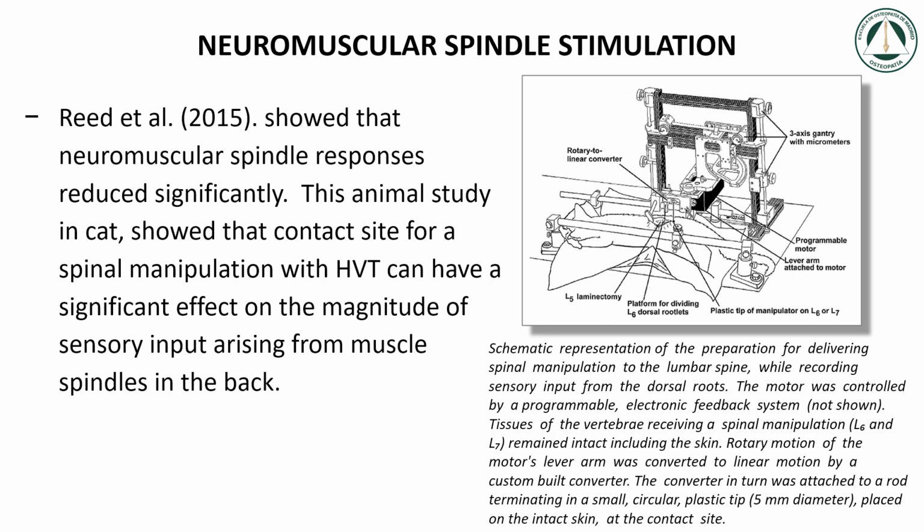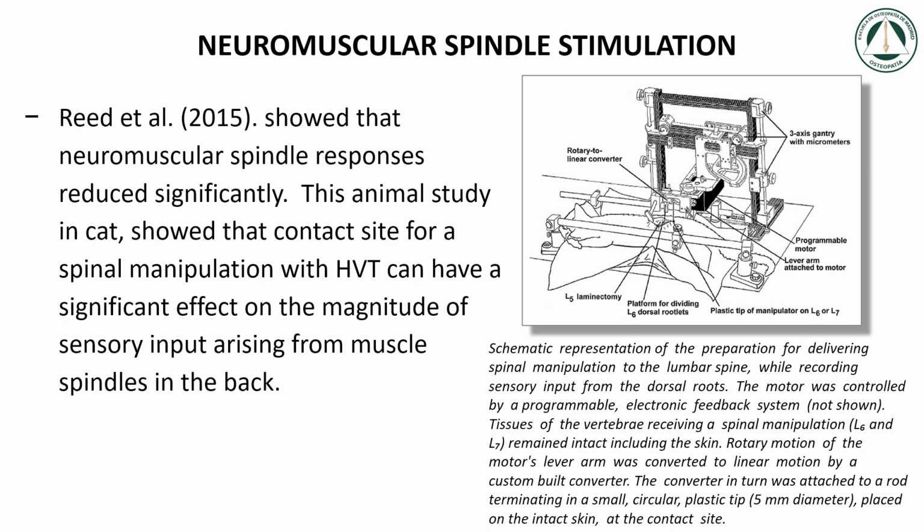Reed et al., 2015, in the cat showed that neuromuscular spindle responses reduced significantly. This animal study showed that the contact site for a spinal manipulation with HVT can have a significant effect on the magnitude of sensory input arising from muscle spindles in the back.